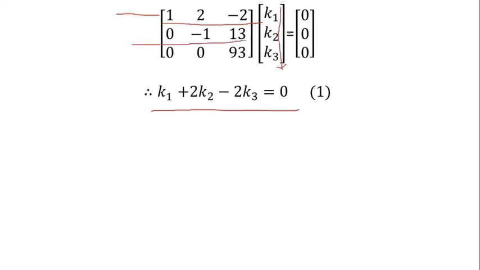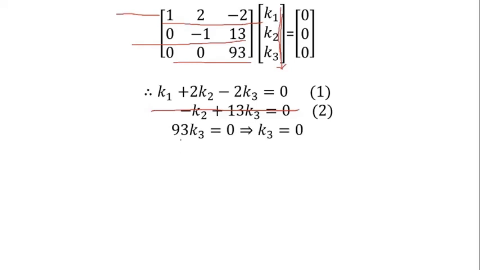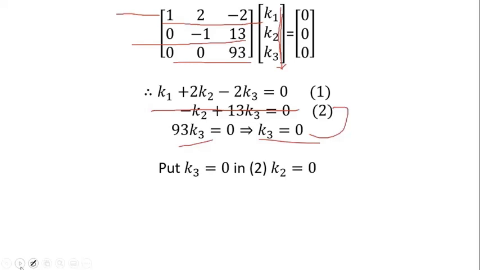Now multiply the second row again with the same column. So what will we get? We'll get 0 times k1 minus k2 plus 13 times k3 is equal to 0. That is equation number 2. And similarly, the last row will multiply with that column. So we'll get 93 k3 is equal to 0, which implies k3 is 0. Now we'll put k3 equal to 0 in equation 2. Then we'll get minus k2 equal to 0, so k2 is 0.